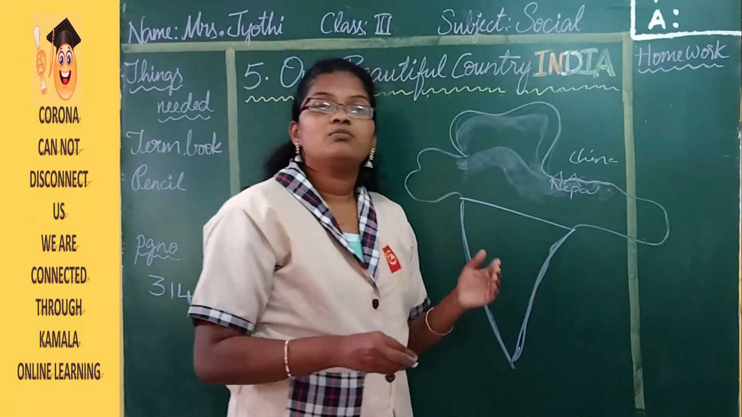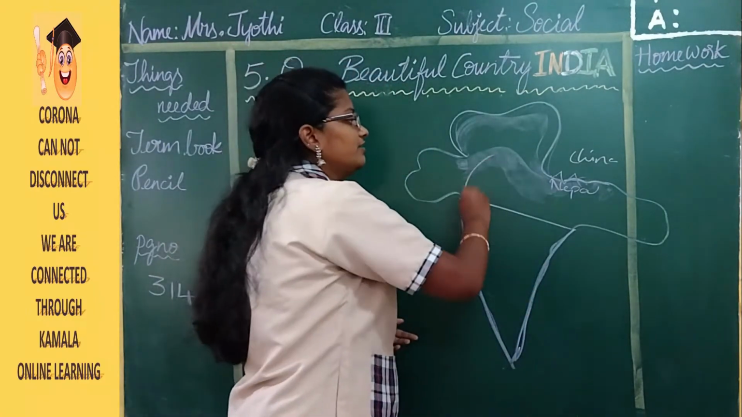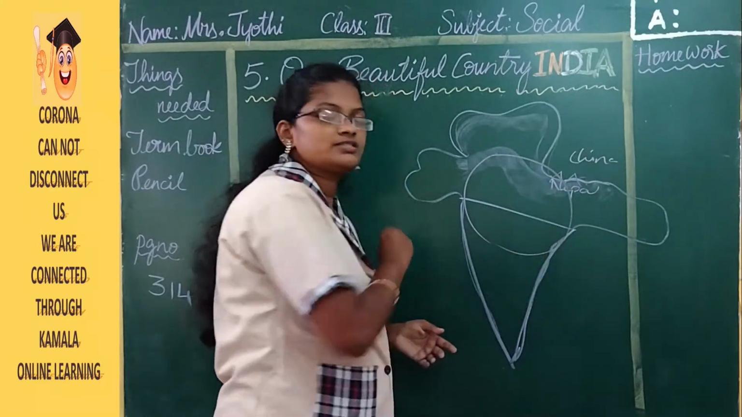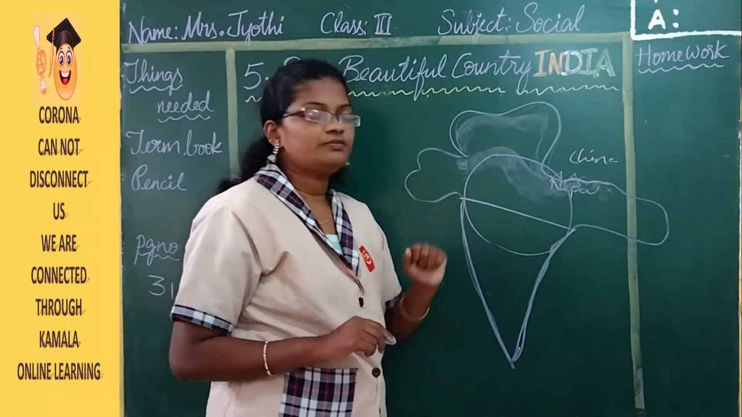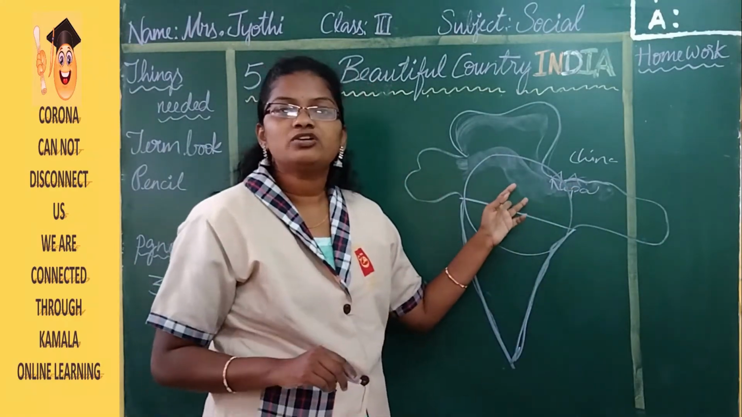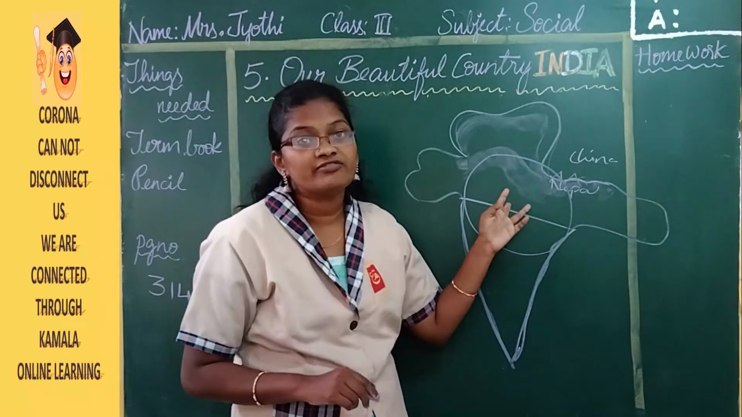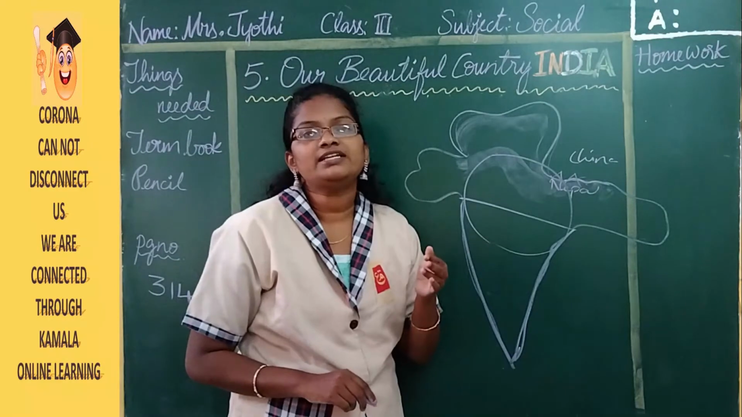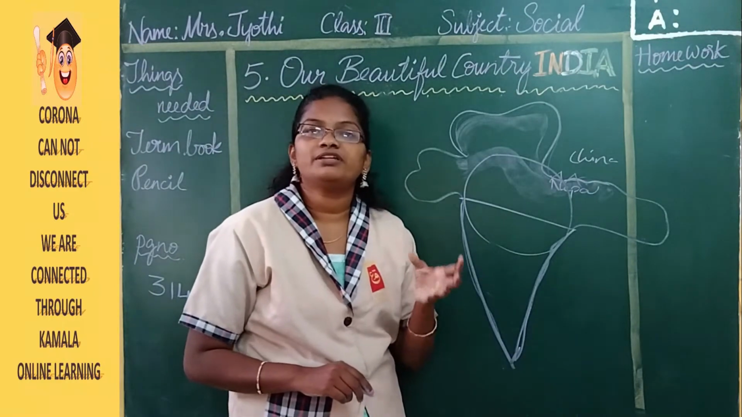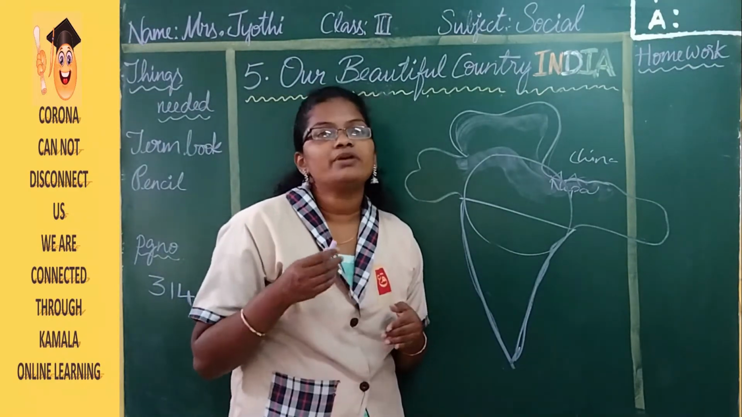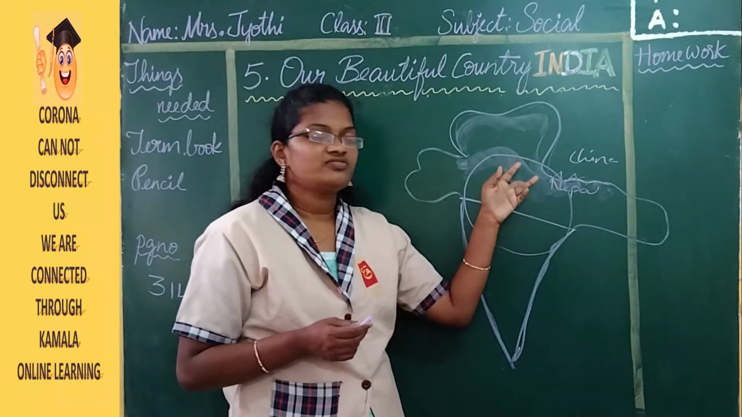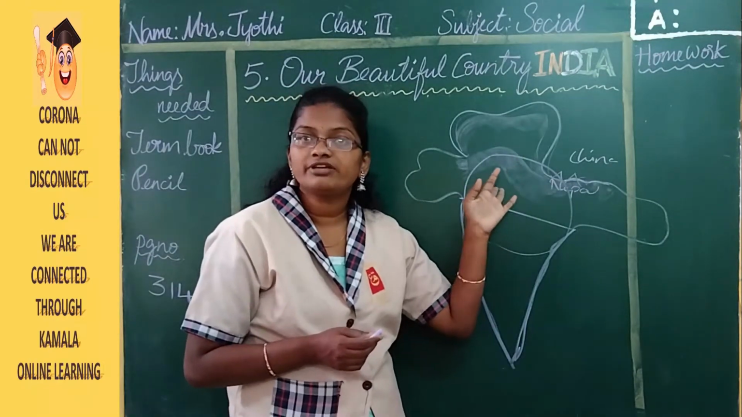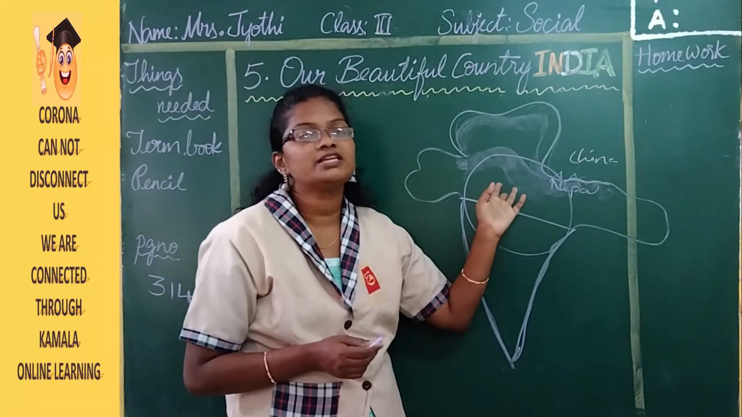If you see, most of the people live in this particular place. Why do they live here? Because this place has so many rivers flowing in it and the soil is very fertile. Fertile means it is very rich in minerals and you can grow many crops over there. So it is flat and very fertile. That's why most of the people live in this area.